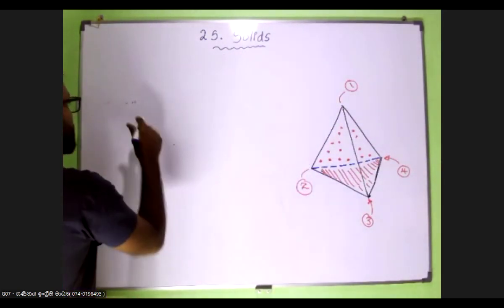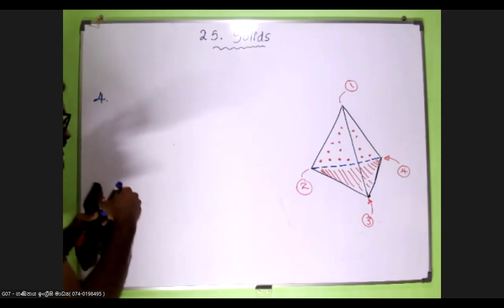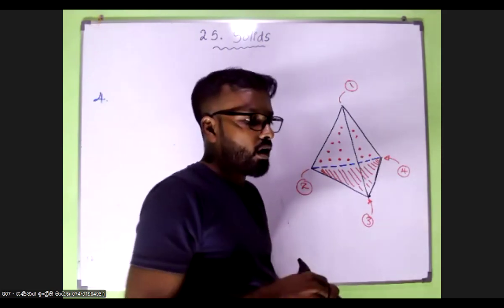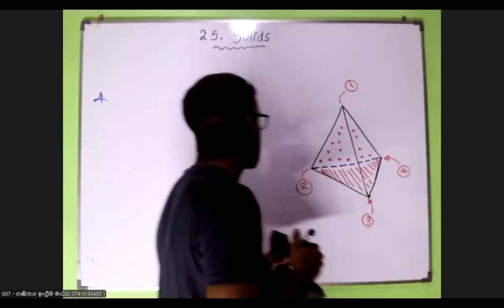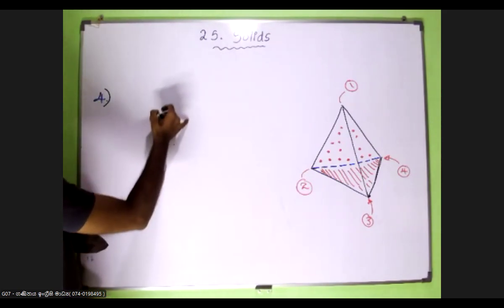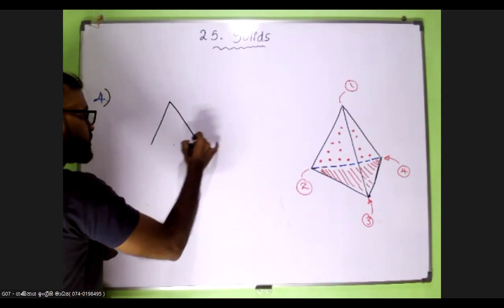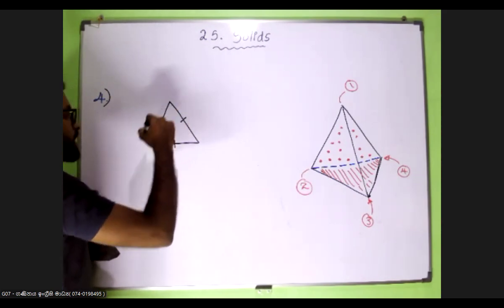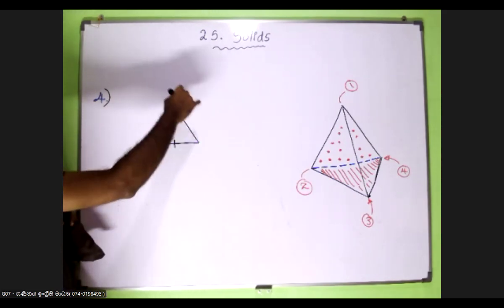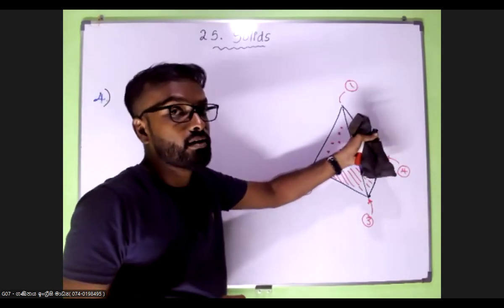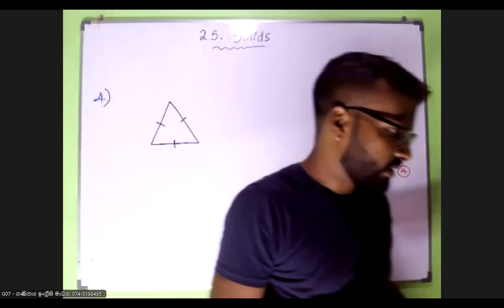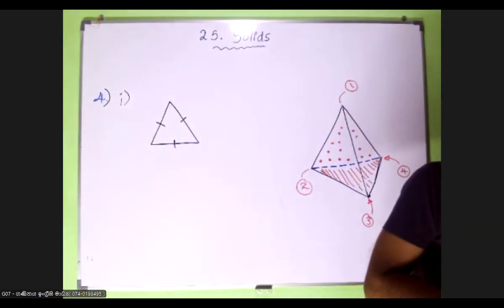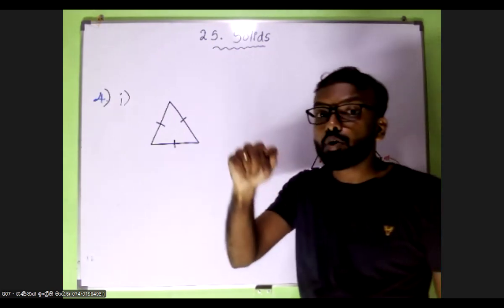In the 4th question, in the review exercise, they are asking to draw the shape of a regular tetrahedron. Regular. What is called regular? If they are asking for regular, you have to use an equilateral triangle, so all the sides are equal in length. So this is the shape of a face of a regular tetrahedron. 4th question, first part. Draw the shape of a face of a regular tetrahedron.